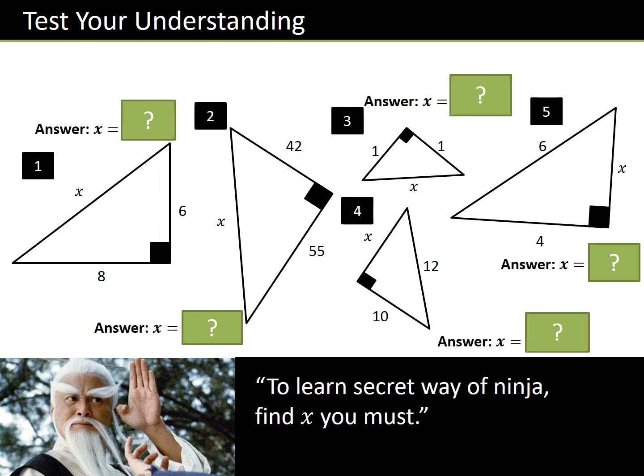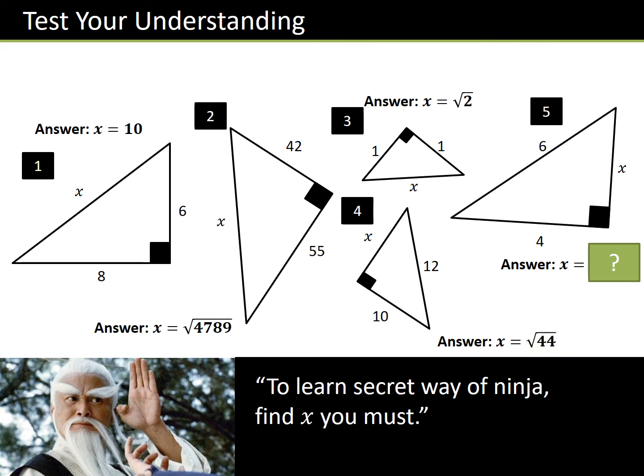So let's have a think. For this first one, the answer would be 10. For the second one, the answer is the square root of 4789, and you might have stuck that into your calculator and got an answer of 60 something. For your third one, your answer is root 2. For your fourth one, your answer is root 44. And that's a surd that will simplify down, because 44 is 4 times 11. Your calculator will show 2 root 11. And your last one, your answer is the square root of 20.